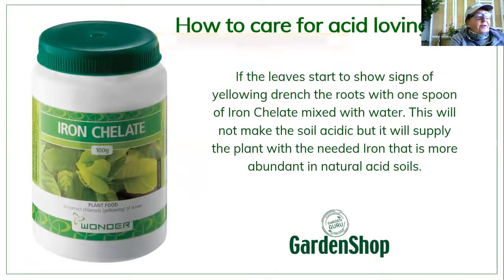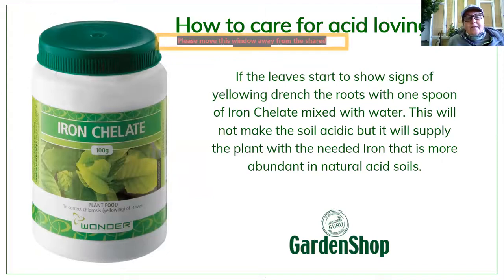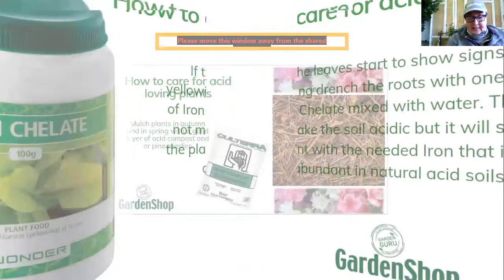If the leaves of the plants are starting to get a bit yellowish, give it a spoon of iron chelate mixed with water. This will not make the soil acidic, but it will supply the plant with the needed iron that is abundant in acid soil. And that way the plant can then bind with the nitrogen in order to photosynthesize.